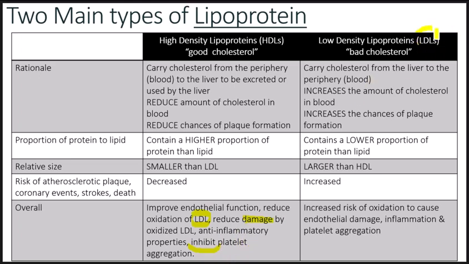But LDL, the problem vehicle, is going to increase the risk of the cholesterol becoming oxidized. And oxidized cholesterol is going to cause damage to the endothelium, it's going to promote inflammation, and it's going to cause platelets to just aggregate or congregate together in an area. And what happens when platelets kind of clump in an area? Well, it forms a clot, and that can block the normal flow of blood through that vessel, as we've already talked about.